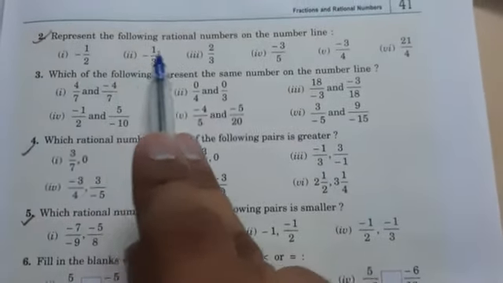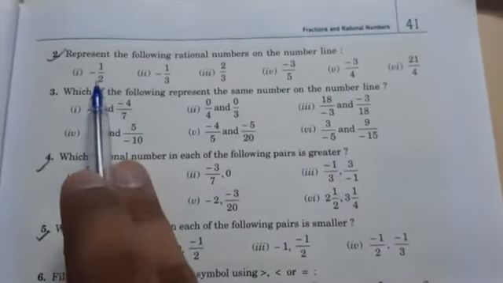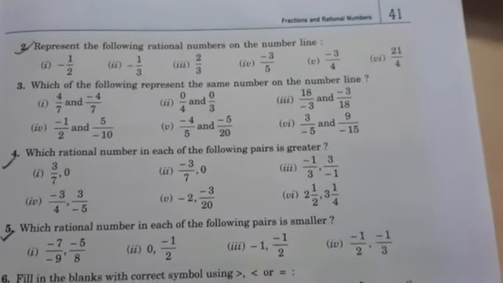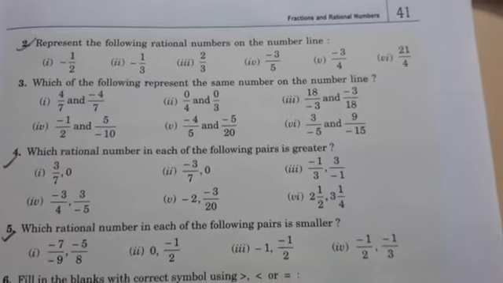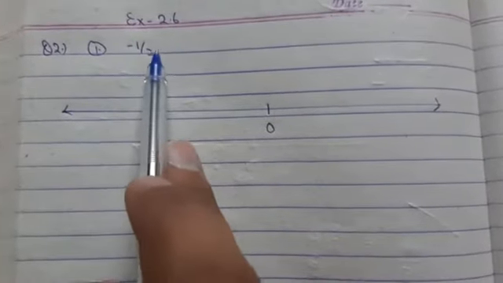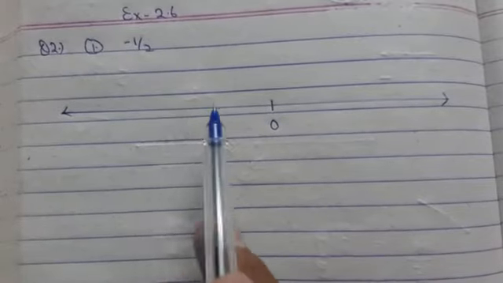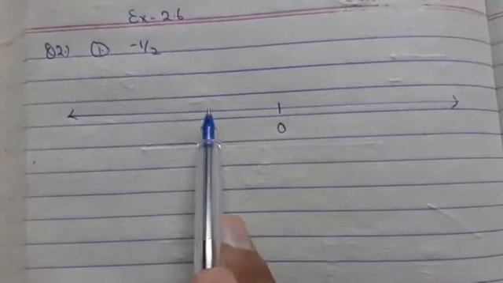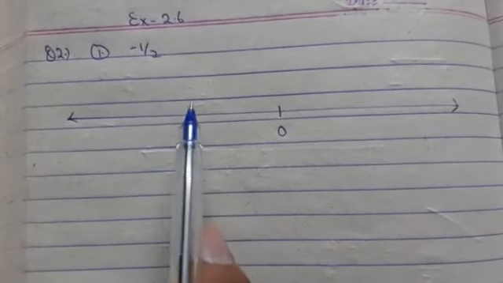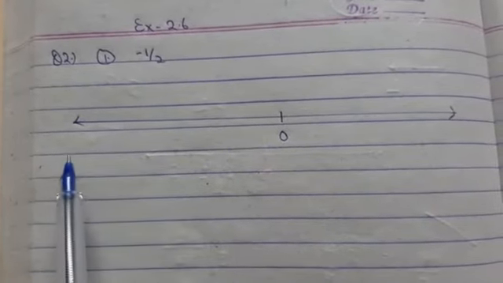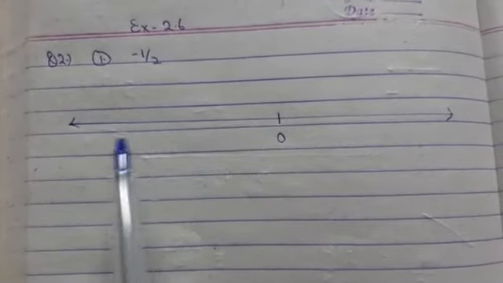Question number 2. Represent the following rational numbers on number line. Minus 1 upon 2. Now I told you yesterday in the lecture how to plot any rational number on the number line. For this, first you need to draw the number line. Now it is given minus 1 upon 2. The value given in the denominator tells us in how many parts we need to divide. It is given here in the denominator 2, that means we will divide it in 2 equal parts. And one thing more, it's given minus 1 by 2, that means we will proceed towards the negative integer, that means towards the left hand side of the number line.